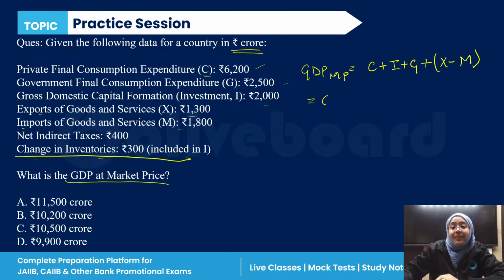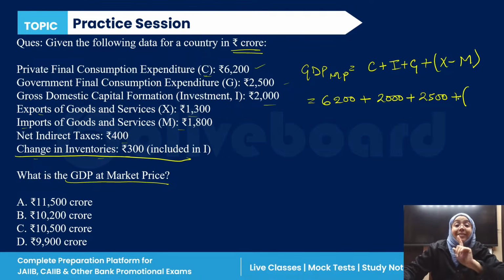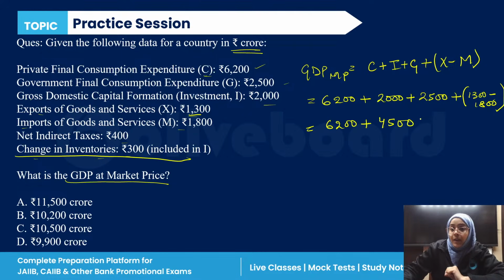Now, consumption is 6,200 plus investment is 2,000 plus, if we talk about the G, government final consumption expenditure, it is 2,500 plus export minus import. So export is 1,300 minus import is 1,800. Very simple. Okay. So 6,200 plus 4,500 plus minus 500, right? So 6,200 plus minus... okay. So it is plus 4,000.